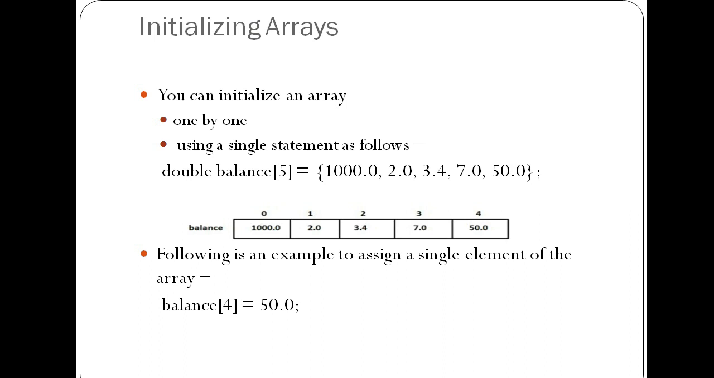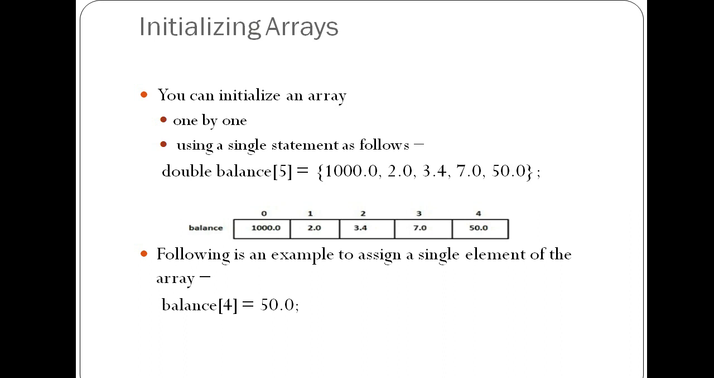So following is an example to assign a single element of the array. For example, you can do it like this. You can initialize the array one by one. Balance of 4 is equal to 50, you can do. Balance of 3 equal to 7. Balance of 2 is equal to 3.5. Both are the same, but this will be the most convenient way to use.